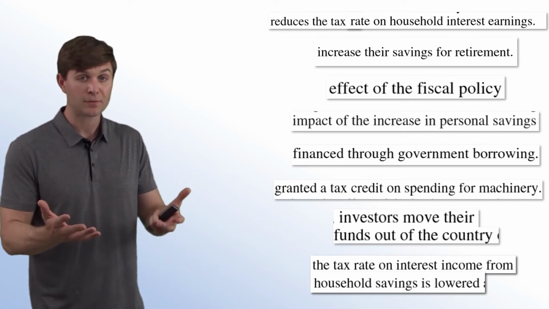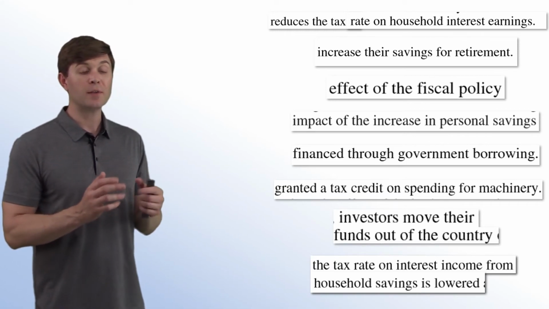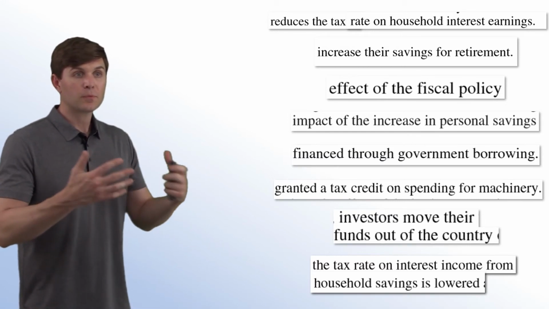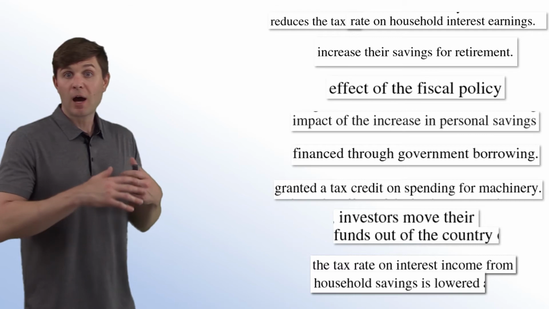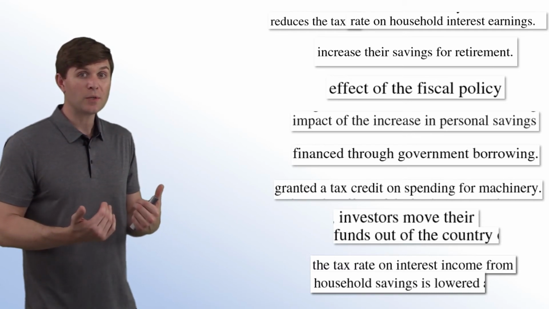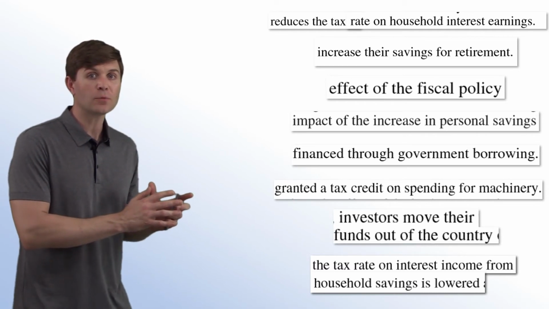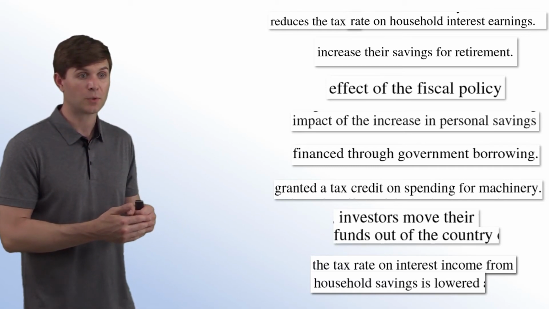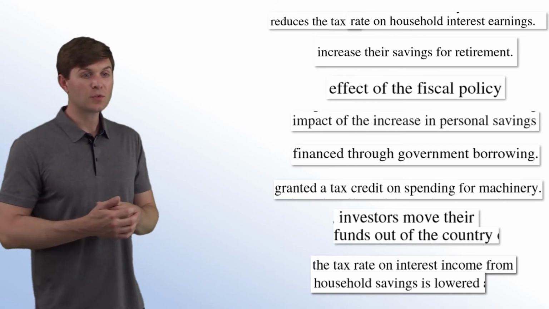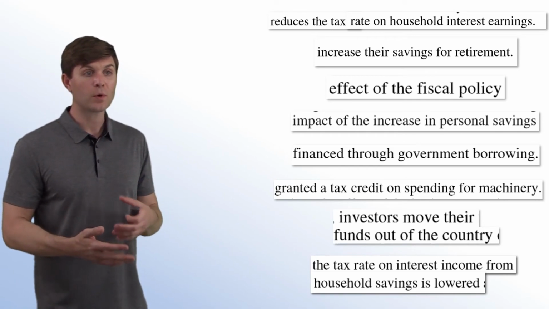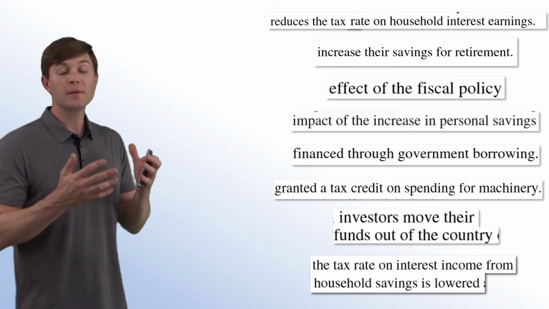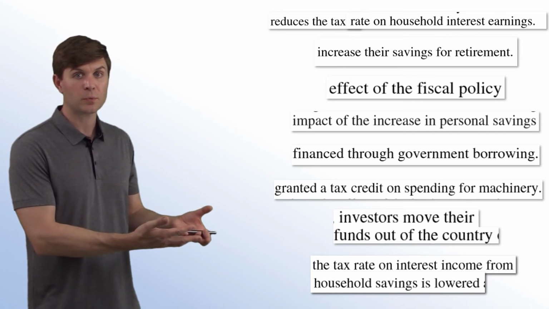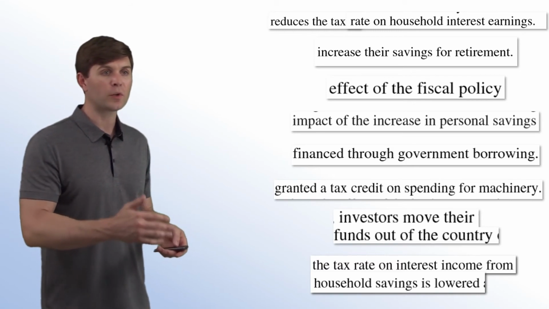Investors move their funds out of the country. This is one of the outflows of financial capital. If other countries have a higher interest rate than we do, they're going to put their money there. So we're going to see outflow of loanable funds that would decrease the supply of loanable funds in our country. Now, tax rate on interest income from household savings is lowered, very similar to the first one. This means that I have more of an incentive to save my money and the supply of loanable funds will increase. So these are the types of wordings we're going to see.